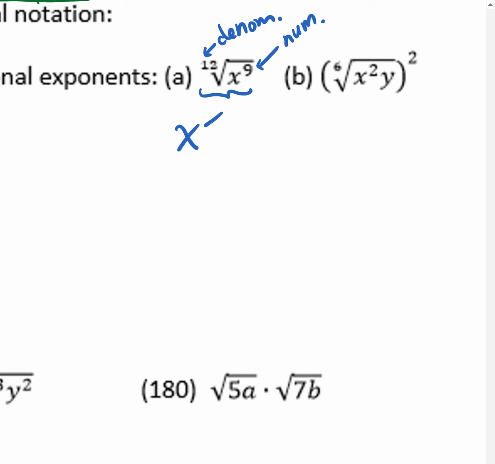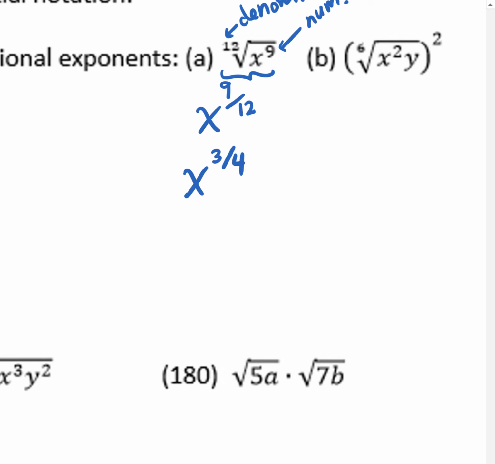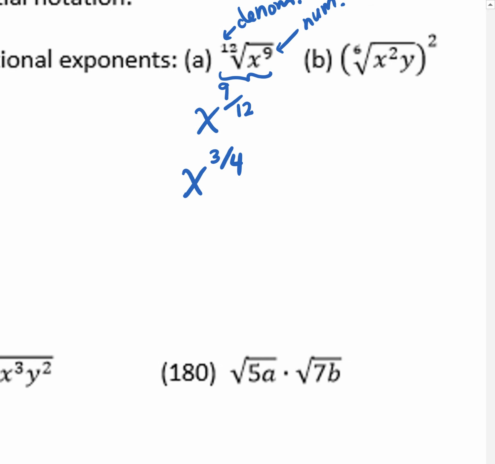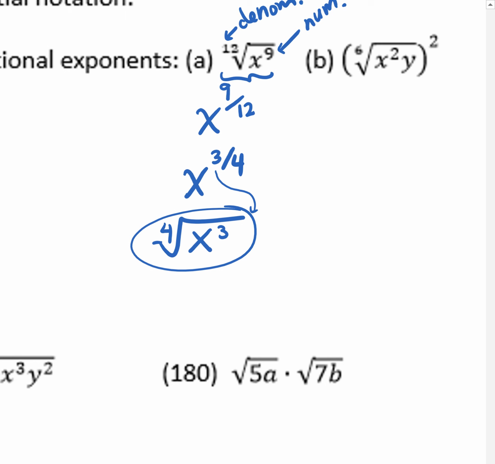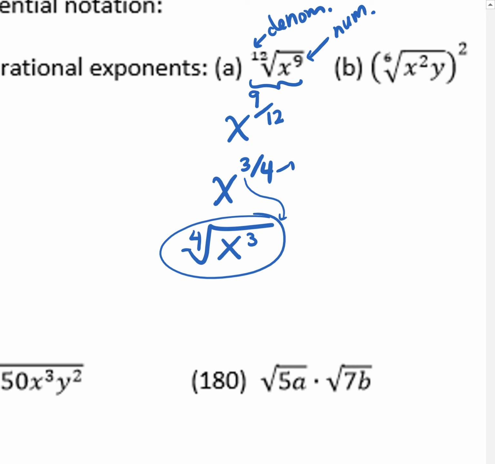Okay. The index of the root is 12, that's the denominator, the power is 9. And that's just a fraction 9/12. I know how that reduces. 9 over 12 reduces to 3/4. Now that we've reduced it, I think they probably want us to write this back as a root. So I'm going to say, all right, remember the denominator is the index, 4, so it's a 4th root, and then the numerator is the power. This guy's the index, this guy's the power. And that's it.